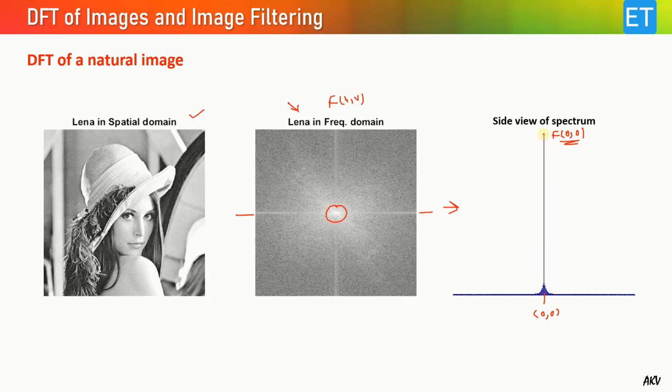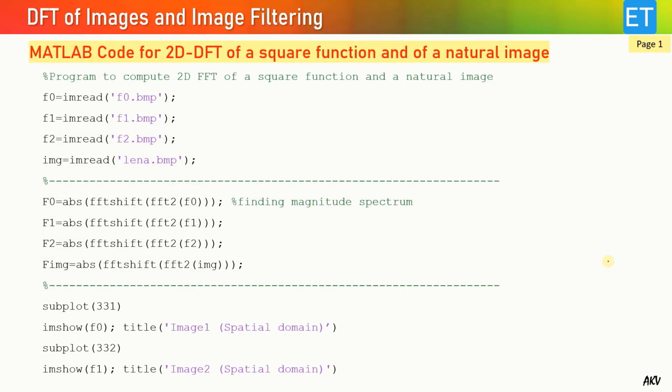Which is representing the DC content available in the image, and these are a few AC components available in the image. So you can see all those AC coefficients, the small variations in the amplitude. These coefficients are actually representing the high frequency, and this one of course is representing the DC coefficient, and near this these are actually the low frequency components. So this is what the spectrum of images looks like.